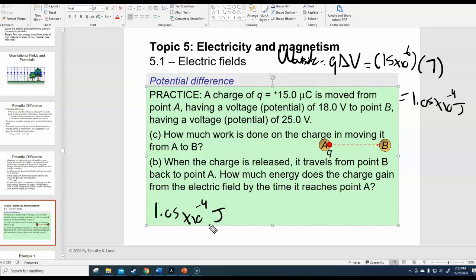Why? Because that's how much work I had to do on the charge to get it up to point B. When I let it go, all of that energy comes back out, in the form of kinetic energy. So in other words, you would have to add this much energy to little q to move it from A to B. If you let it go, all the energy comes back out. It's just conservation of energy all over again. When I lifted it up from point A to point B, I was storing it in terms of electric potential energy. When I let it go, all that electric potential energy transfers back into kinetic energy. But the value is the same because energy is conserved.